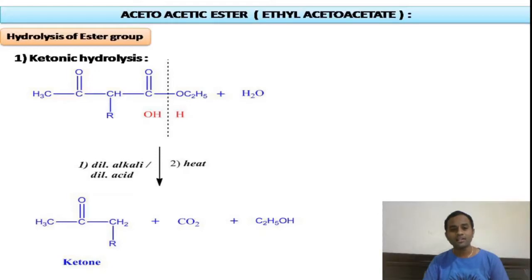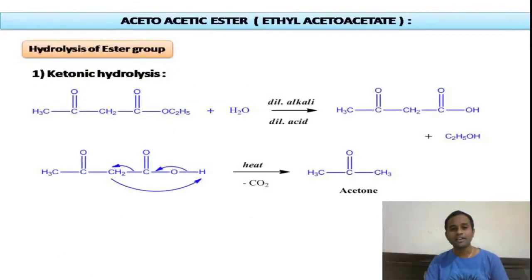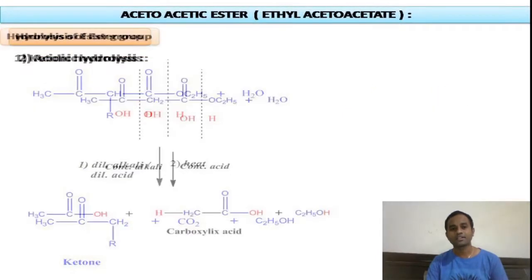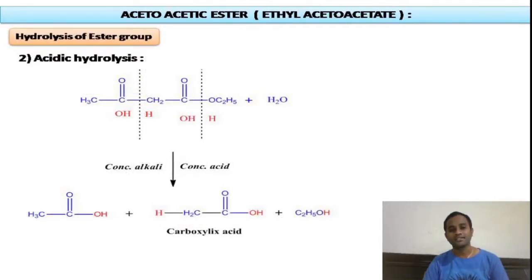How to write the product? Very simple. We have to hydrolyze the ester group and attach the hydroxy group to the carbonyl carbon, and hydrogen to the ethoxy group. You can see in the figure, the red color OH group is attached to the carbonyl carbon, whereas hydrogen is attached to the ethoxy group to give the compound. That formed beta keto carboxylic acid will further lose carbon dioxide to give acetone as the product, or ketone as the product.